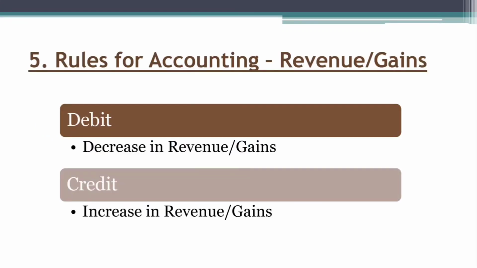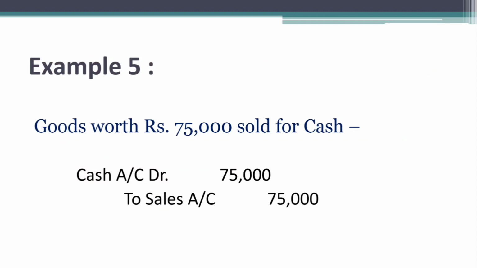Last is the accounting for revenue or gains. The modern approach says debit a decrease in revenue and credit an increase in revenue. Let's see this with the help of an example. Goods worth Rs 75,000 sold for cash. This denotes an increase in revenue, so we credit the sales account with Rs 75,000.